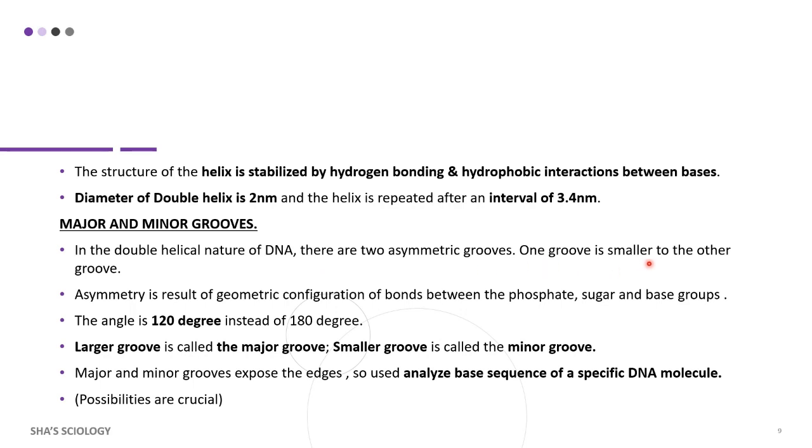One is smaller and the other one is bigger. So the asymmetric grooves are formed as a result of the geometric configuration of bonds between the phosphate and the sugar bases. So what are the asymmetric grooves? The grooves are at 120 degrees instead of 180 degrees. The larger groove is called the major groove and the smaller groove is called the minor groove. The major groove and the minor groove are exposed at the edges. So the edges are being used for analyzing the base sequence of the specific DNA molecule. But this process is said to be so crucial.